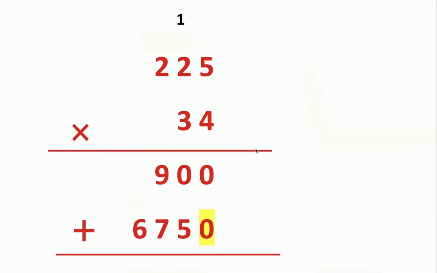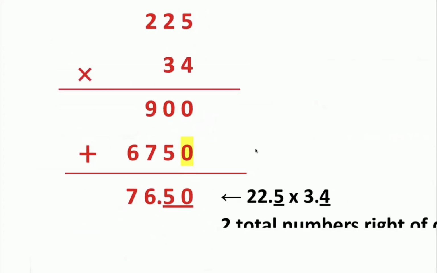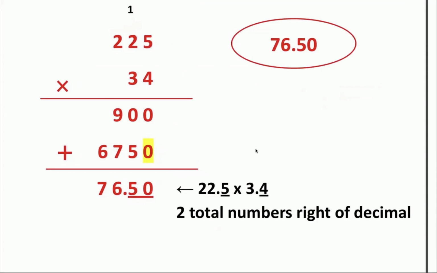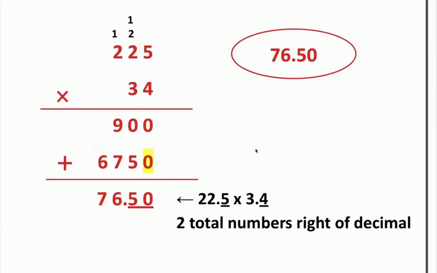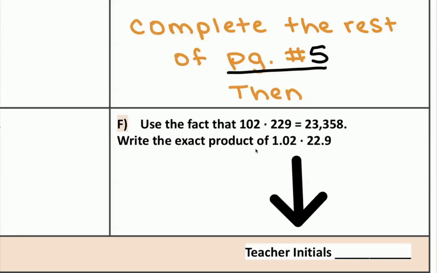And then the next step you should have done is add your numbers and reinsert your decimal. Make sure you have this down. Let's check problem B. Check your work for problem B. Complete the rest of page 5, then check in with your teacher to get additional feedback.